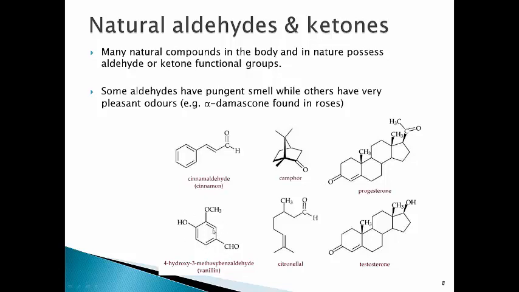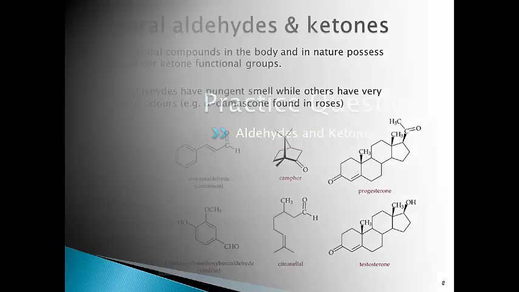Here we have vanillin, which is a nice vanilla smell. We use it as a stain for TLC plates in our lab. And here we have an aldehyde functional group. We've got benzaldehyde. Citronella is an aldehyde, and testosterone is a ketone. So there are some examples of natural aldehydes and ketones.